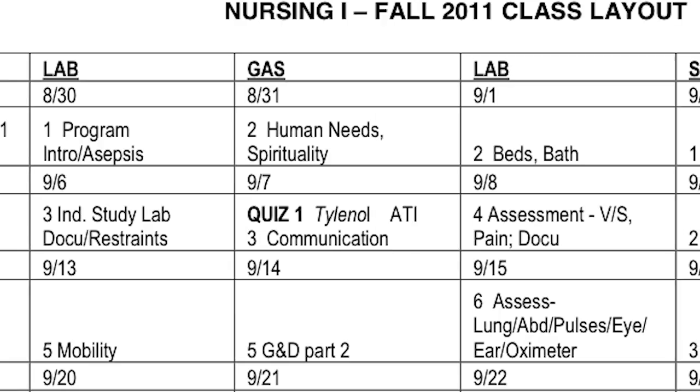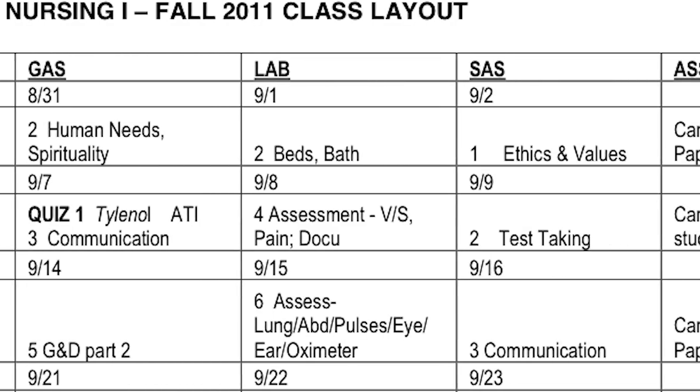The third column is the second GAS of the week, which will occur on Wednesday from 2 to 4 p.m. The fourth column is the second lab of the week. For example, a student with a Wednesday-Friday lab would prepare this material for Friday.